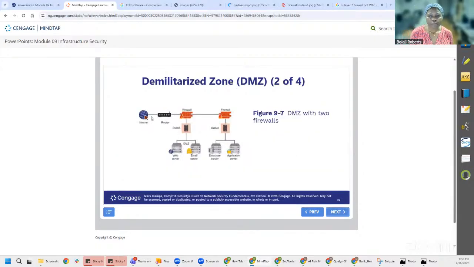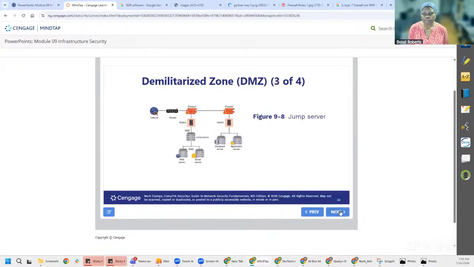This is an example of a network with two firewalls, this one for the internal network, this one for the external untrusted network. And then this is an example of the jump server. So you have the switch and the DMZ. If you want to go from the email server back internally to the network, you can place the jump server in between.